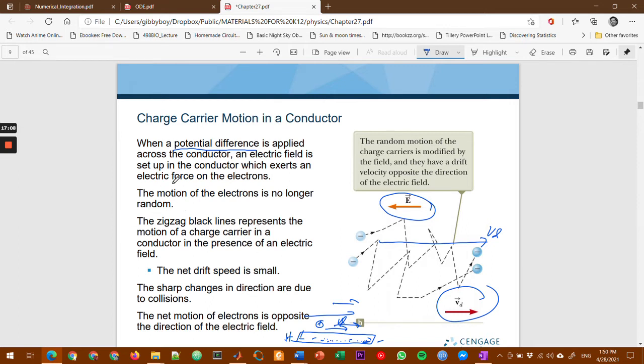As I said, the moment a potential difference sets up the electric field, the motion of the electrons is no longer random; this is called the drift velocity. This net drift speed is small, and the sharp changes in direction are due to collisions. Because of these collisions, the conductor heats up in the long run, since some of the energy from the electric field is transferred to the electrons.